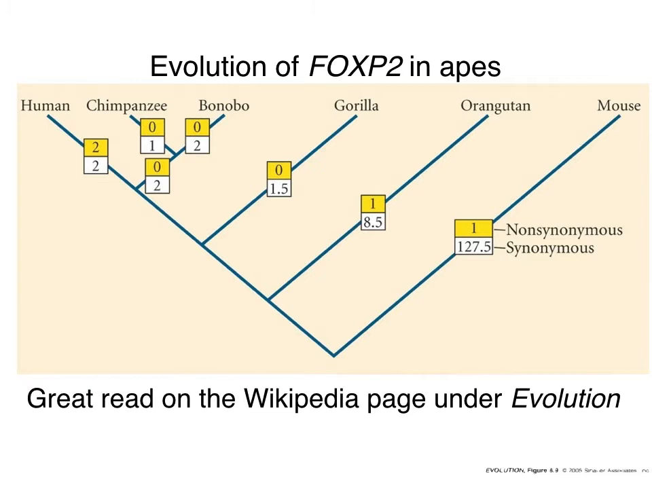But what is remarkable is look at how many non-synonymous mutations have occurred in these species, in the chimpanzee or the bonobo or the gorilla. Even the orangutan has only 1, okay? But humans have 2 non-synonymous changes.